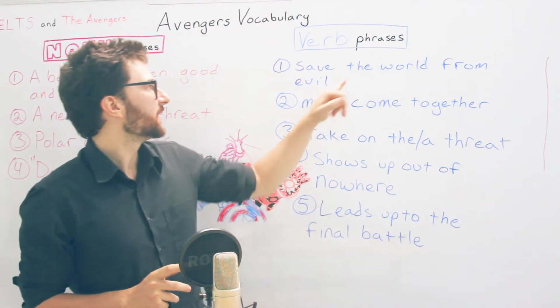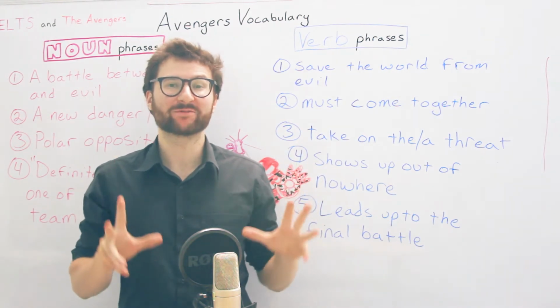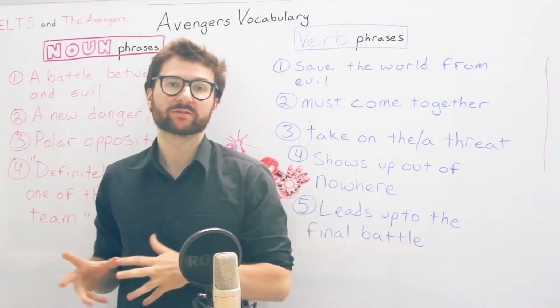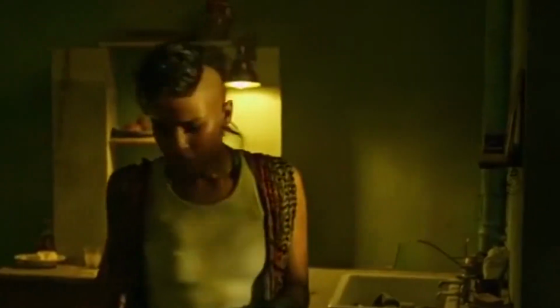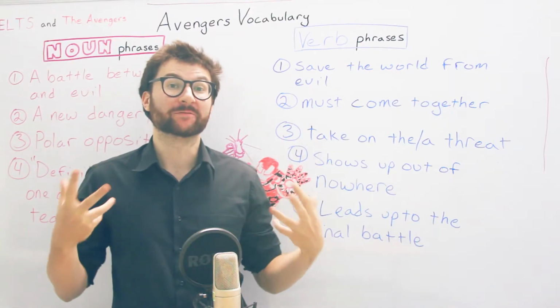Let's move on now and take a look at some verb phrases. Alright, now let's take a look at some of the verb phrases related to superheroes and the Avengers. The first one. Save the world from evil. So in these movies, they're always trying to save the world from evil. From Thanos. To save the world. You can't save the world. From the Joker, from some kind of villain.